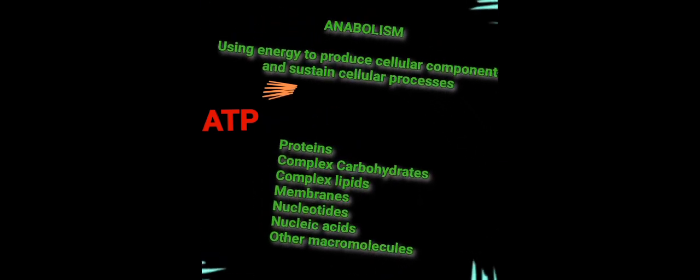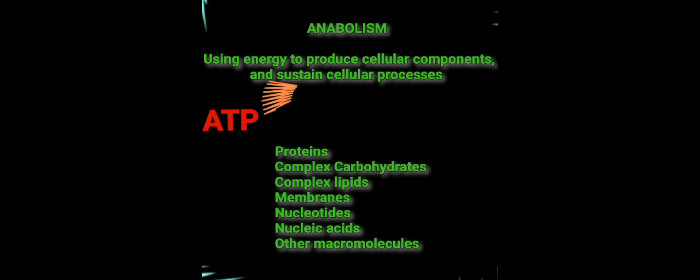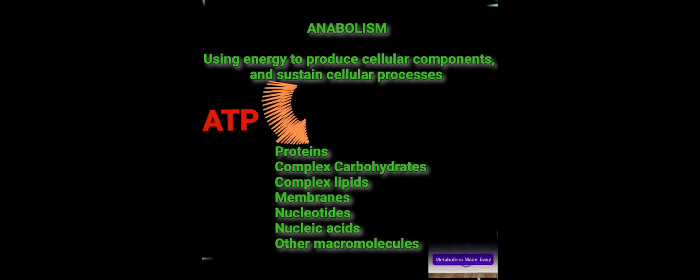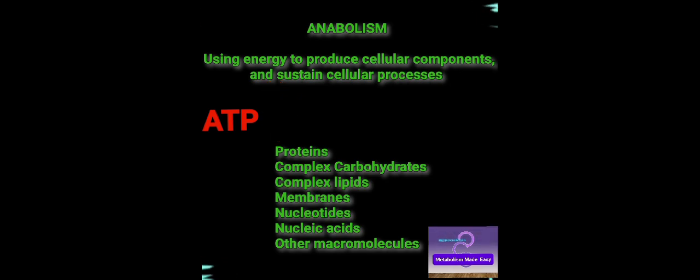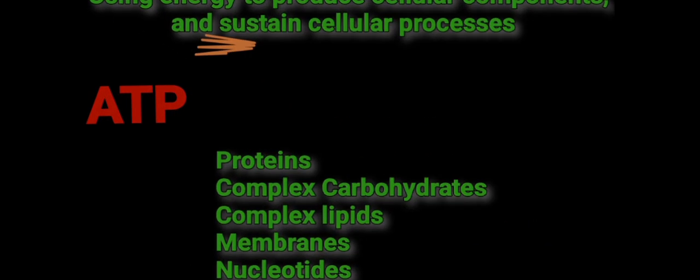Anabolic processes will use the ATP produced from catabolism to synthesize cellular components like proteins, carbohydrates, lipids, membranes, nucleotides, nucleic acids, and other macromolecules, as well as maintain other cellular processes.